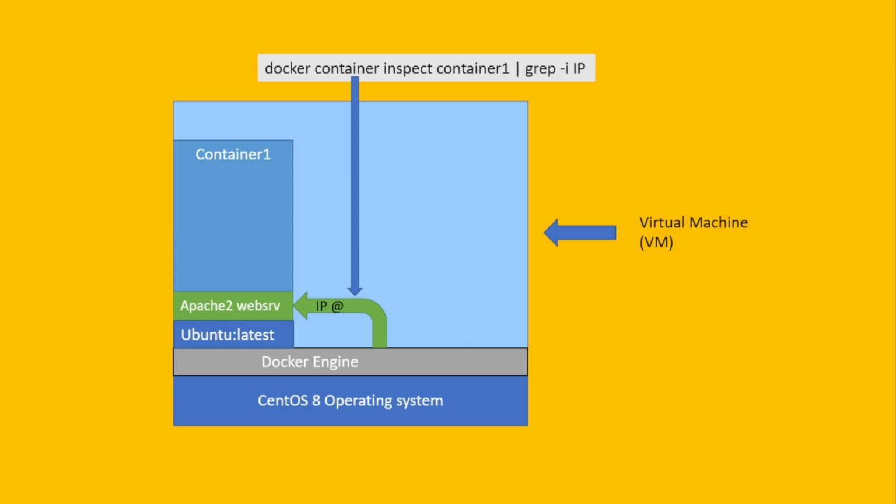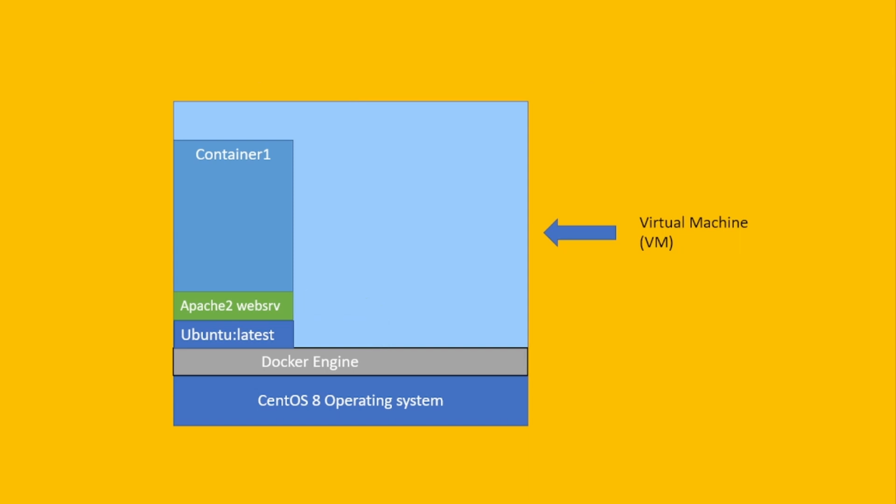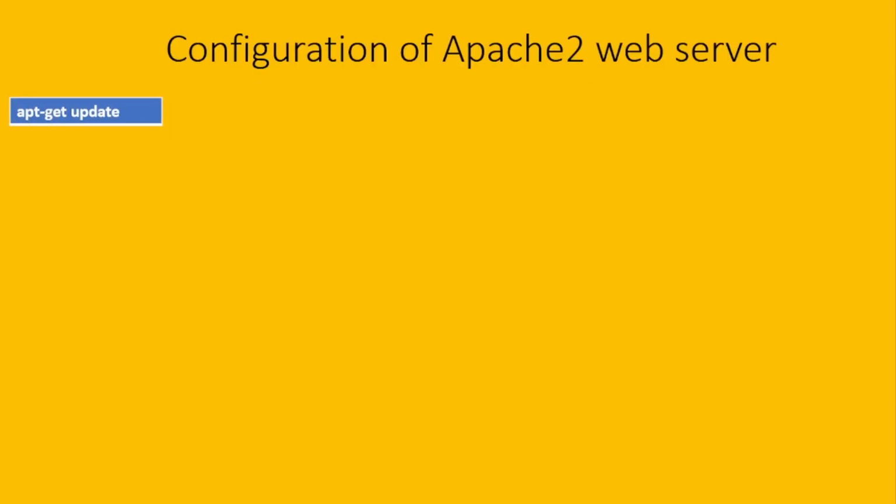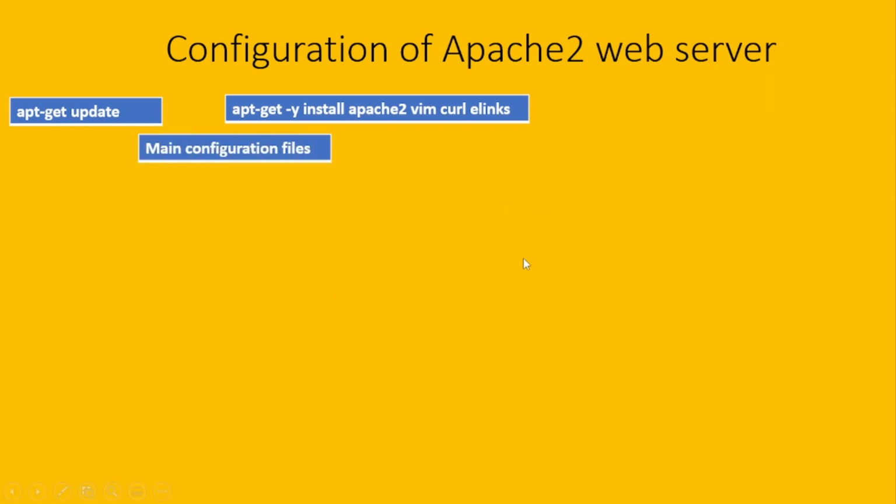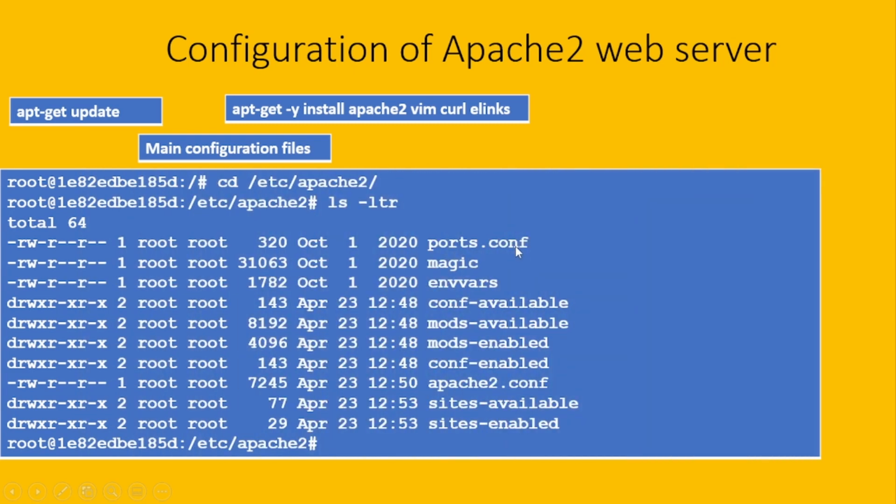Configuration of the Apache 2 web server. First, we are going to update the Ubuntu operating system and the command is apt-get update, and then install the Apache web server and other packages. The main configuration files would be ports.conf, magic, envvars, which is the environment variable file, and apache2.conf. These are some directories: mods-available, mods-enabled, conf-enabled. These are the files I will explain in my coming slides.